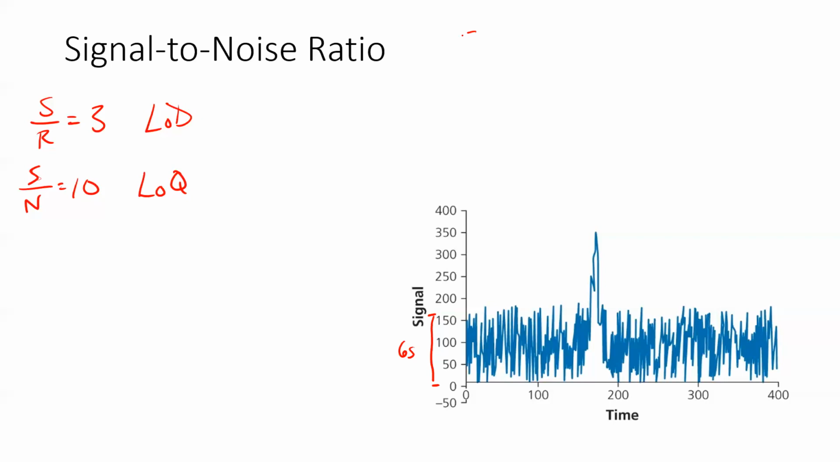So when we think about signal to noise ratio, we're talking about the average signal divided by the standard deviation of the noise. And so, somebody estimate what that standard deviation might be for this example. The standard deviation for this noise, if that is 6 standard deviations, what's the standard deviation for the noise there?